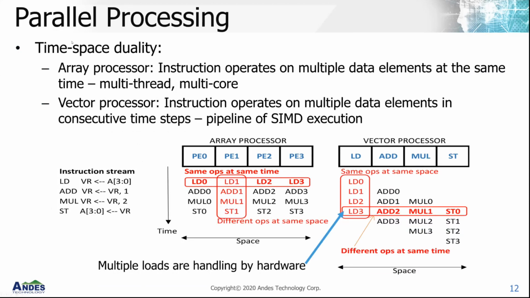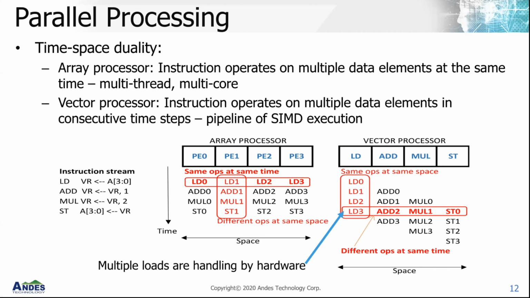Now if we look at the time and space duality, we can further define an array processor. Basically, the instruction and data operate at the same time, so this is more like multi-thread or multi-core. When you have an array processor, say with 4 processing elements, the processing elements execute instructions in parallel, so the same operation happens at the same time. You can have 4 load operations happening at the same time. But within the same space, or the same processing element, they have different ops. That's different from the vector processor.